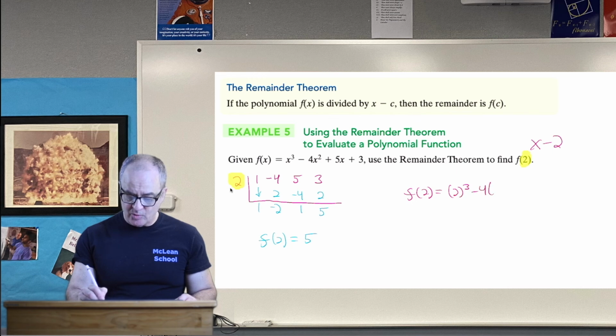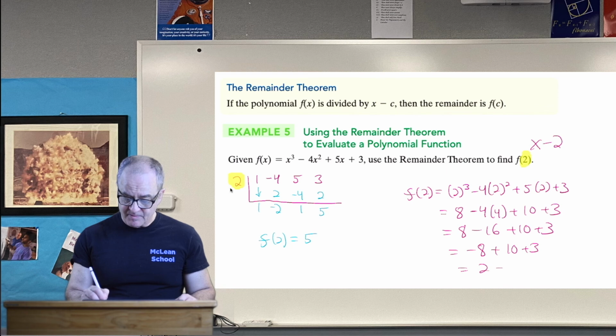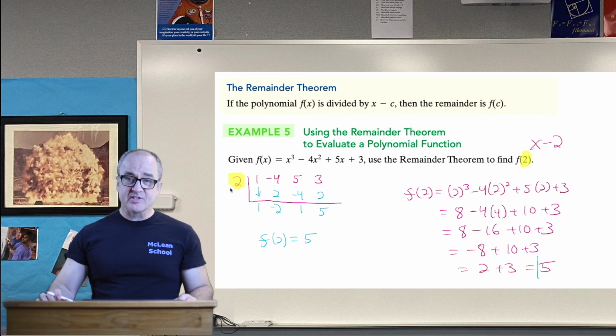And you just know, we're going to have to double check this now, right? All right, so 2 cubed is 8 minus 4 times 2 squared plus 10 plus 3, which is 8 minus 16 plus 10 plus 3, which is negative 8 plus 10 plus 3, which is 2 plus 3, which is 5. Get the same thing either way.